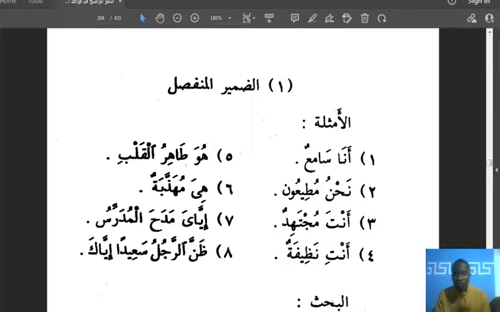I learned maf'ulun bihi, but I can't identify the maf'ulun bihi here. I learned fa'il, I can't identify it here. I learned fi'l mudari', that it has these cases. How is it turning this way in this case? You need to be asking questions so that you can gather more. I mean, خلال الأسئلة نتعلم كثيرا جدا. So let's do well to be asking questions and be revising, inshallah.